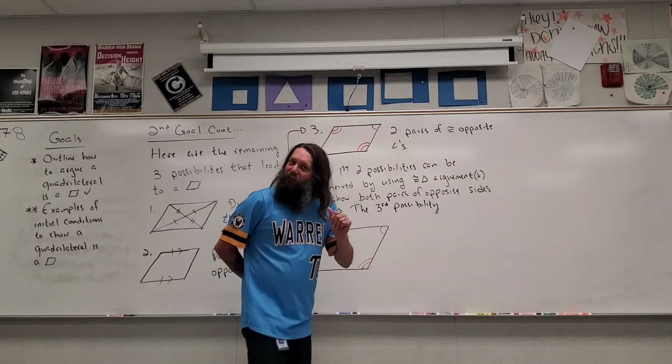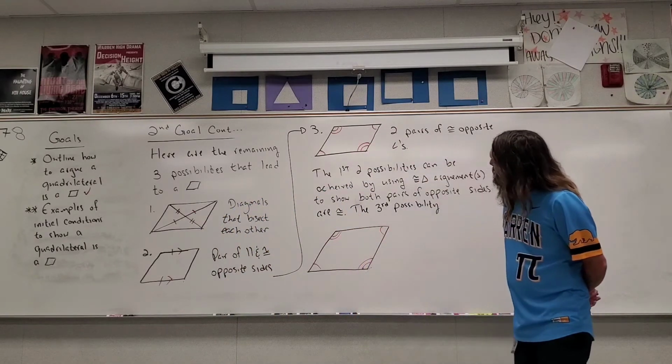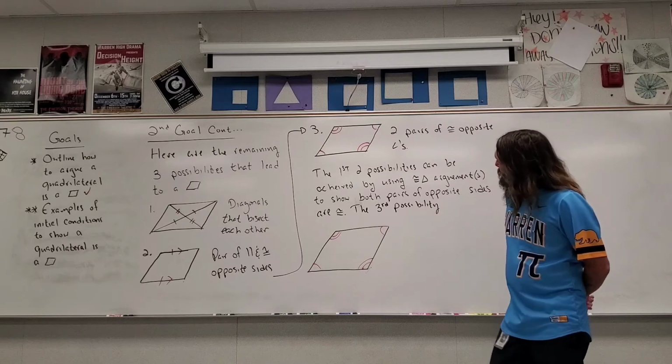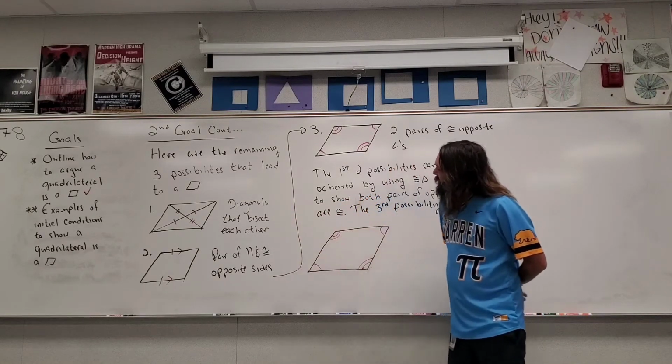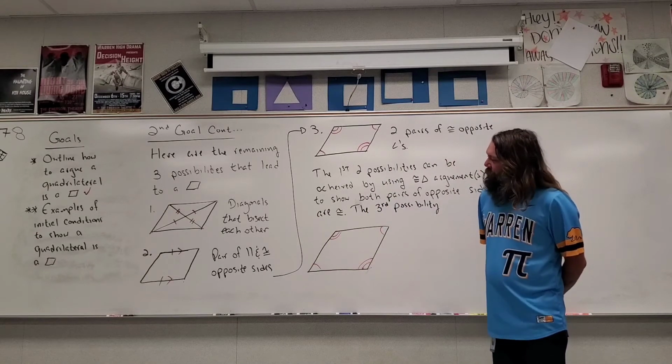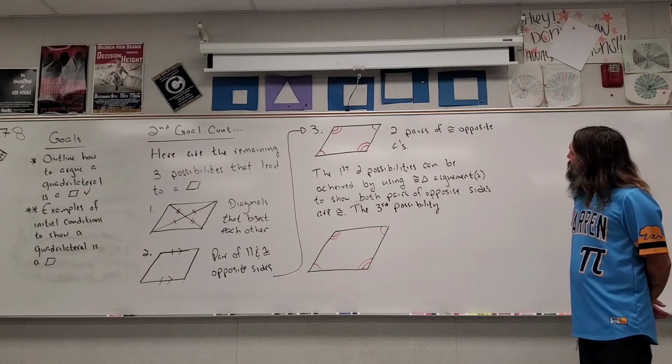I'm back, so let's go ahead and continue with the second goal. Here are the remaining three possibilities that lead to a parallelogram. The first is diagonals that bisect each other. The second is a pair of parallel and congruent opposite sides. And the third is two pairs of congruent opposite angles.